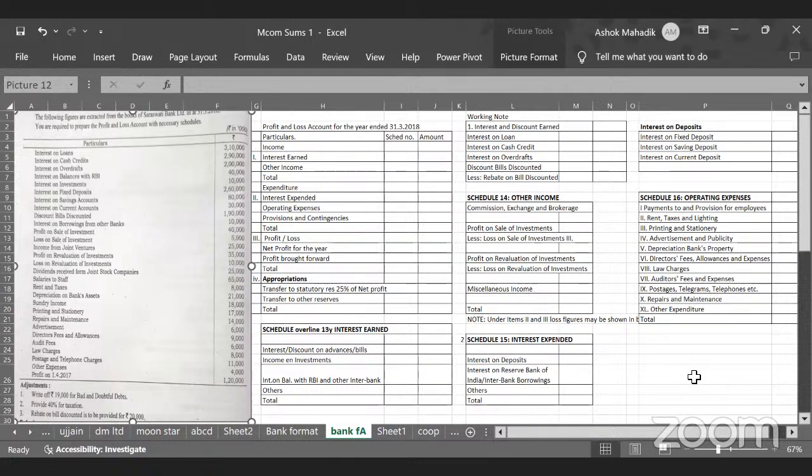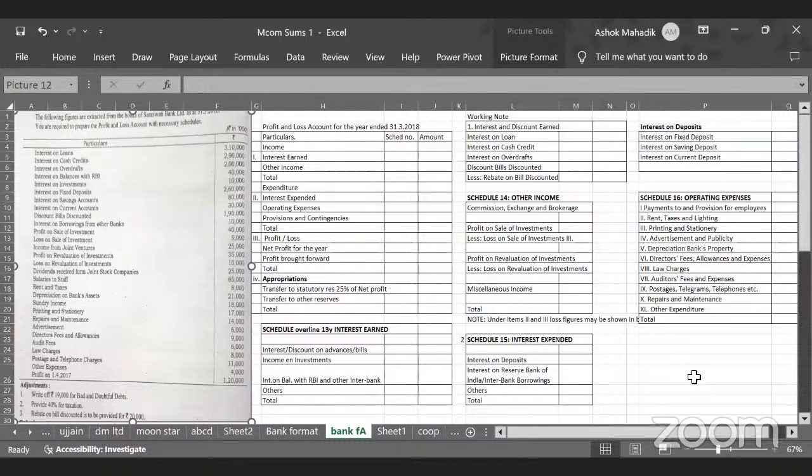Then interest on cash credit. Even cash credit is a kind of loan which we give to our customers. So even this will be your income, that is interest income. So schedule number 13. Next, interest on overdrafts. We grant overdrafts to our customers. So interest charged on that overdraft account will be your income, right?